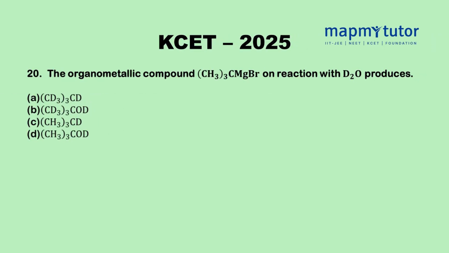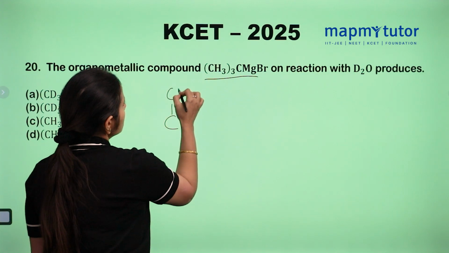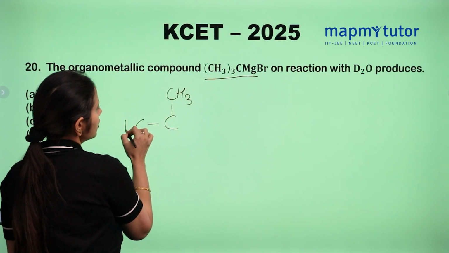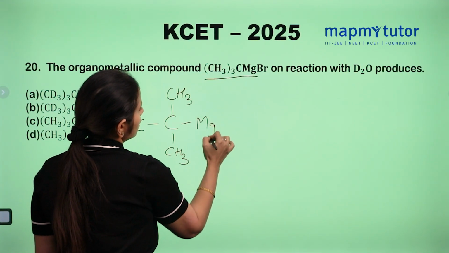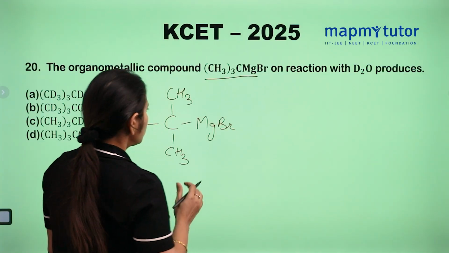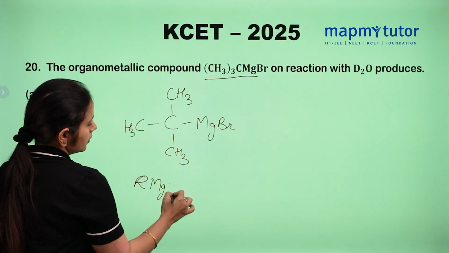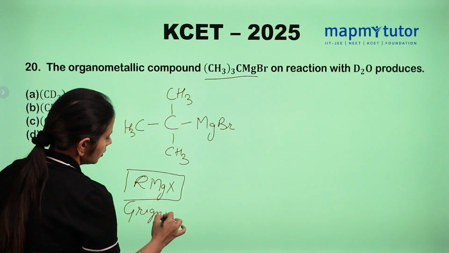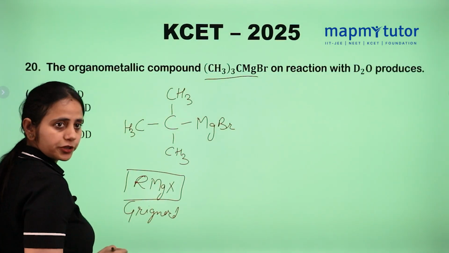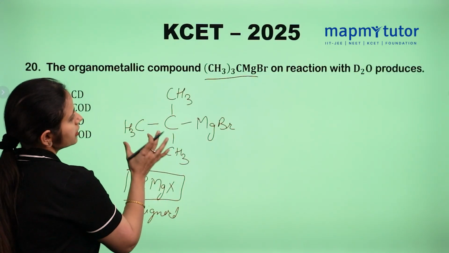The organometallic compound, on reaction with D2O, what will happen? See, this is CH3, CH3, CH3, MgBr. I hope you know that RMgX, this compound, is known as Grignard reagent. And this is a type of Grignard reagent only, right? This is R, this is Mg, and this is X. So this is a Grignard reagent.